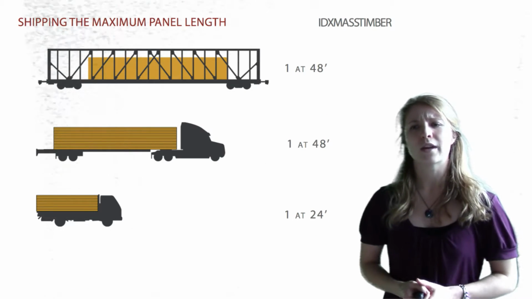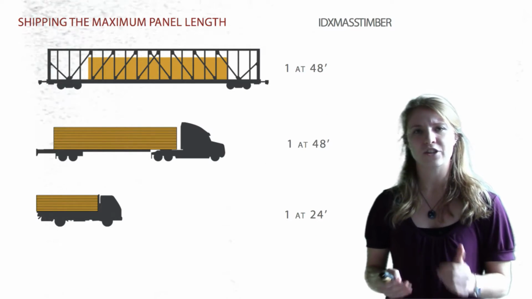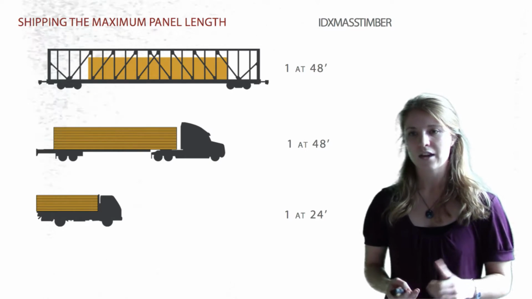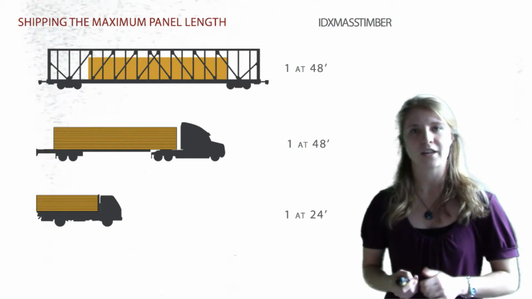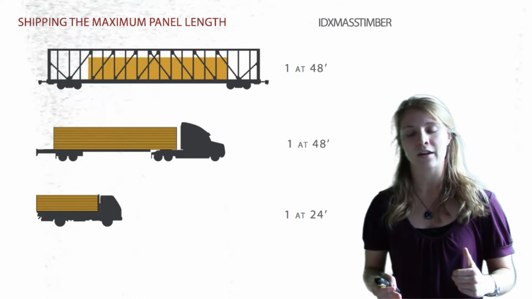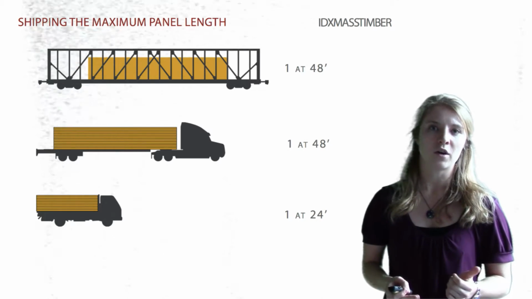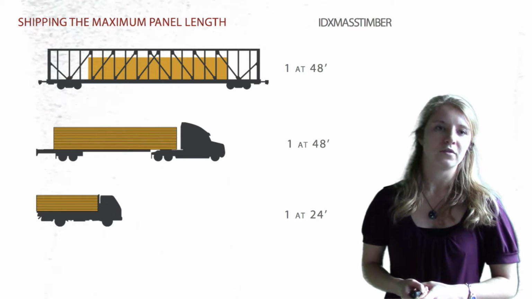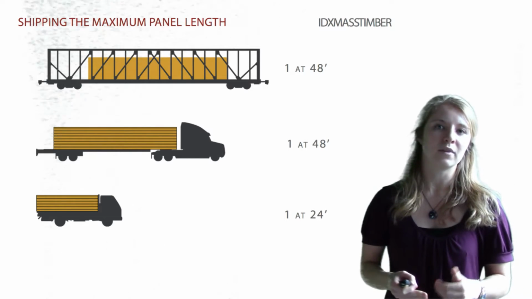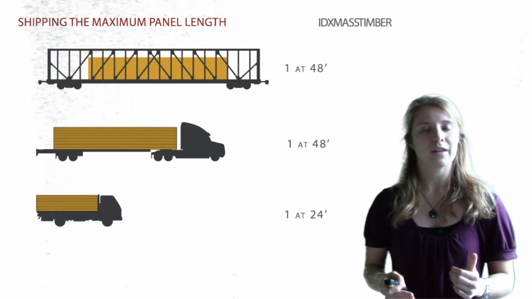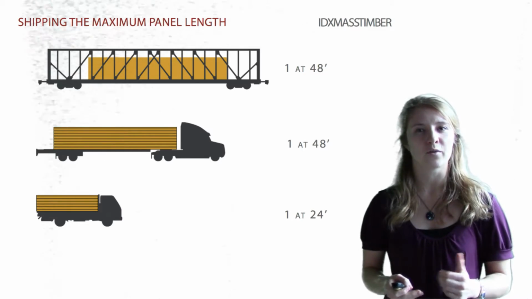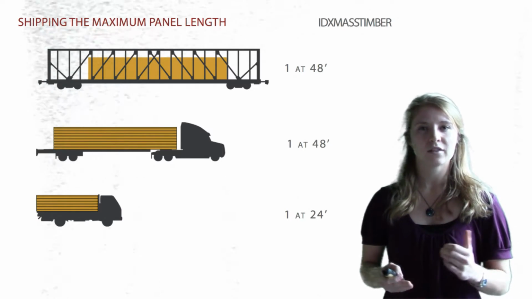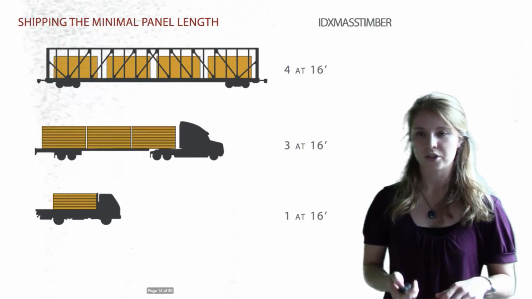So here we see the maximum length that each of these different shipping options can take. So the rail and that 5-axle truck can't hold that 48-foot panel. However, that 3-axle is only going to go up to that 24-foot panel. Notably, the rail here is only using 48 feet of its maximum 73-foot capacity. We can't quite fit 2 panels on there, so we have a lot of leftover room. This may not be the best length to be shipping on that option.